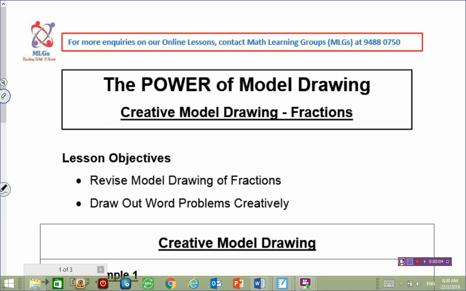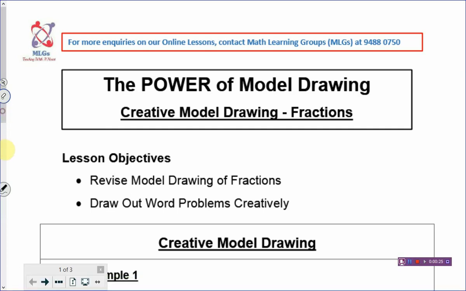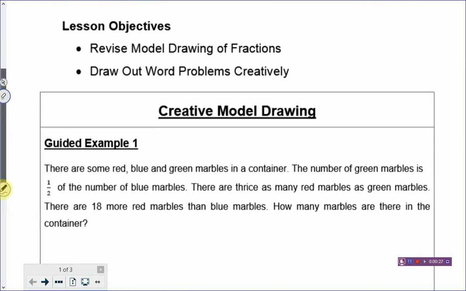Now today we are going to look at fractions, but this time we are going to go into creative model drawing. So we are going to revise how we have drawn out fractions in the last few lessons. We are going to use everything we have learned so far to draw out the word problems. So now you have to learn to draw out your own word problems. Okay, let's look at example 1 and let's see how we draw.